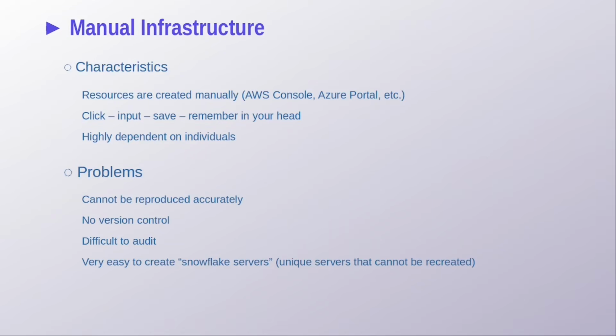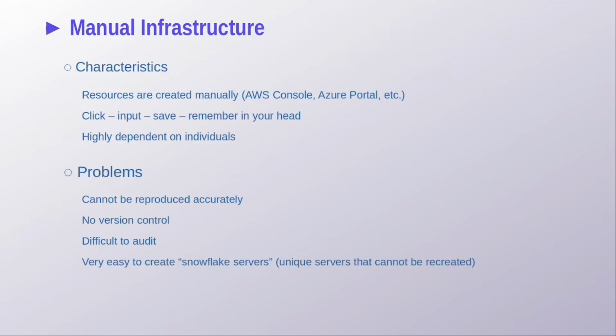Manual infrastructure. First, let's talk about manual infrastructure. This is the traditional way. Manual infrastructure means you open the AWS console or Azure Portal or Google Cloud UI. Then you click a button, fill a few input fields, press create. Everything looks simple. Many teams start like this.